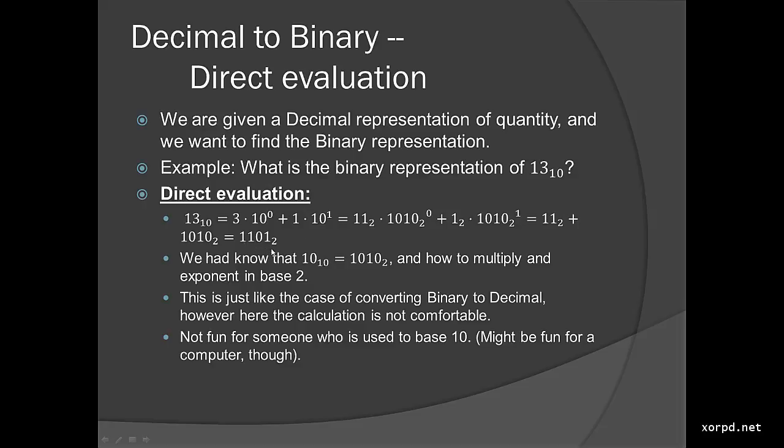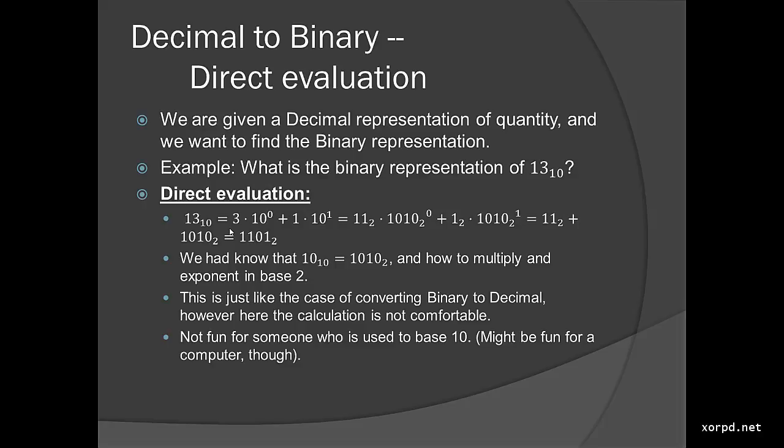There are some cons and pros to this method. Maybe the stuff that is not so good about it is that we had to know that 10 decimally equals this binary representation. We had to know it ahead of time. We also have to know how to multiply an exponent in base 2, which is not very easy for human beings. This is just like the case of converting binary to decimal. However, here the calculation is not very comfortable. In the other direction, it was pretty easy.